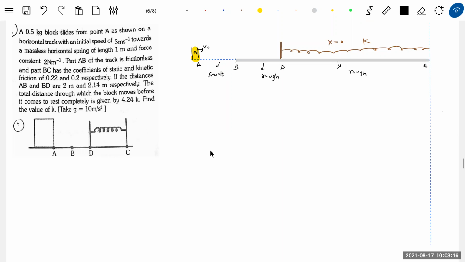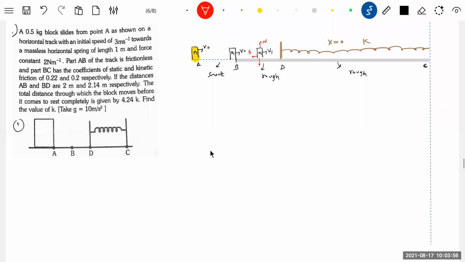Read the question. Part AB of the track is frictionless and part BC has coefficients of static and kinetic friction. BC complete, everything is rough. Now when it arrives at B, the kinetic energy of the block will remain as it is. There won't be any change in it. Now what will happen? The moment it lands onto the rough surface, friction will start acting on it. No longer will it have velocity v1, or say some v1. So here the friction will act.